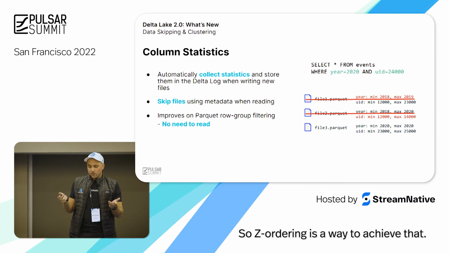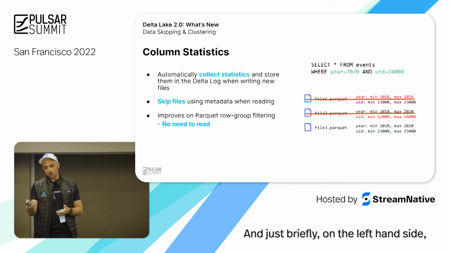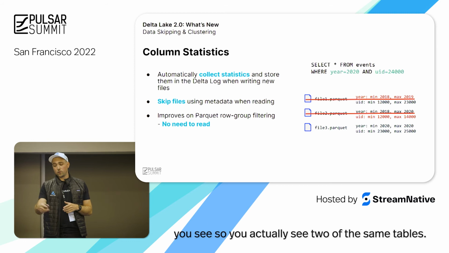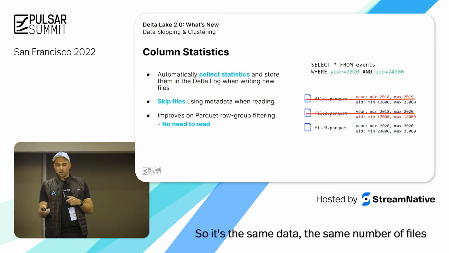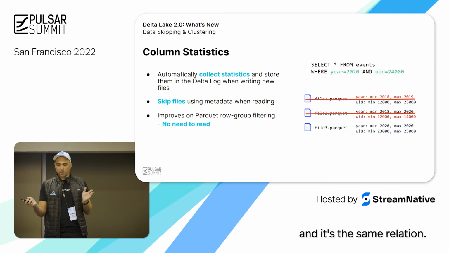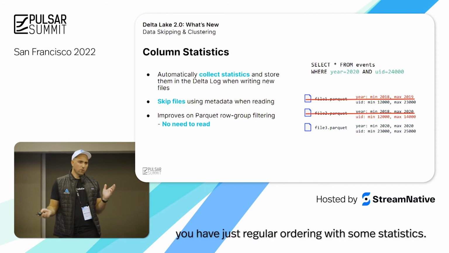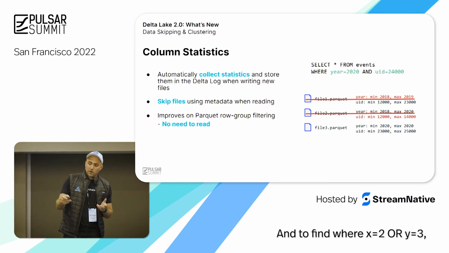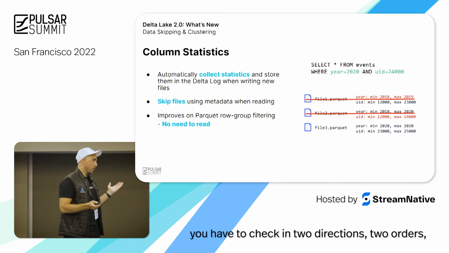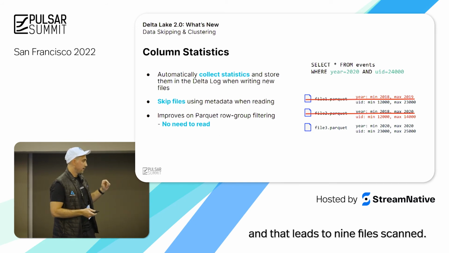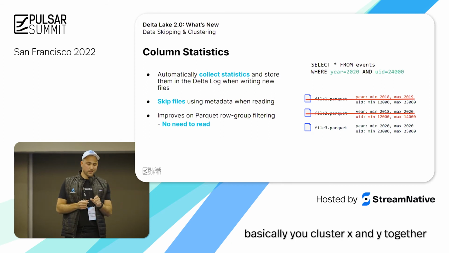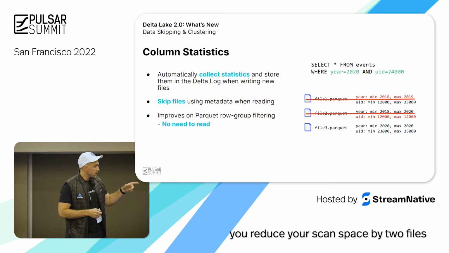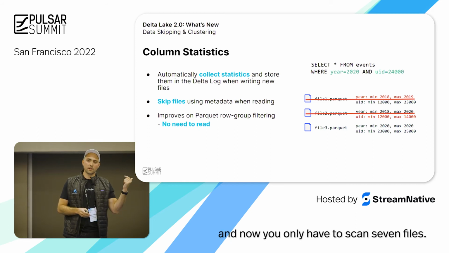So z-ordering is a way to achieve that, and just briefly, on the left-hand side, you actually see 2 of the same tables. They're just slightly differently ordered, right? So it's the same data, the same number of files, and it's the same relation. But on the left-hand side, you have just regular ordering with some statistics. And to find where x is 2 or y equals 3, you have to check in 2 directions, 2 orders, and that leads to 9 files scanned. But when you z-order that data, which means basically you cluster x and y's together, you reduce your scan space by 2 files, and now you only have to scan 7 files.